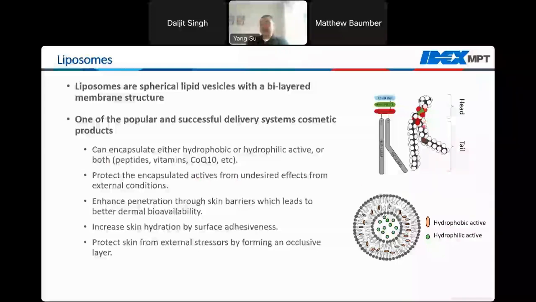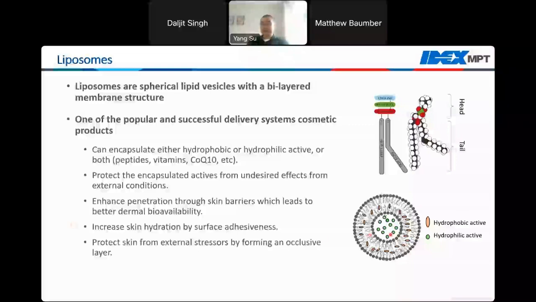With the different head and tail groups, it is capable of encapsulating either hydrophobic actives, which will be inside the bilayer region, or hydrophilic actives, which will be inside the aqueous core, or both at the same time. Some examples include different peptides, vitamins, and CoQ10. With the bilayer structure, liposome vesicles can effectively protect the encapsulated actives from undesired effects from external conditions, and they can enhance penetration through skin barriers, which leads to better dermal bioavailability.